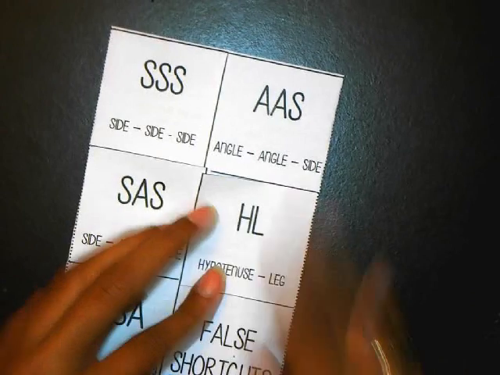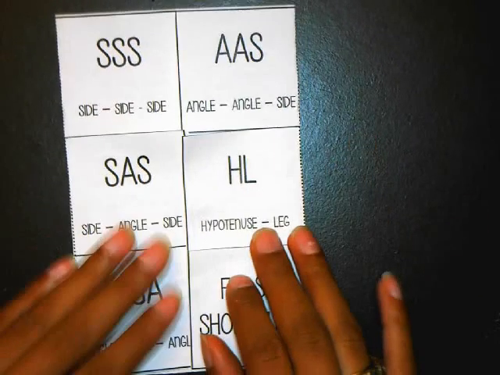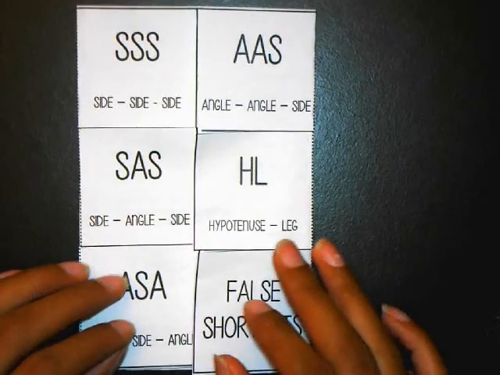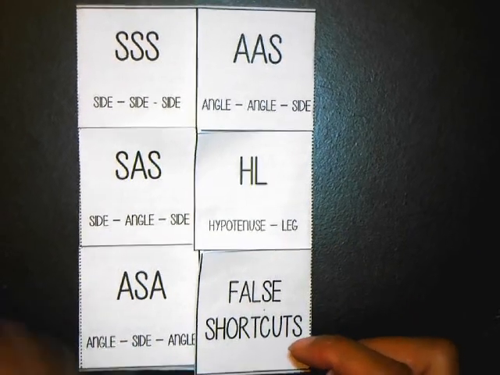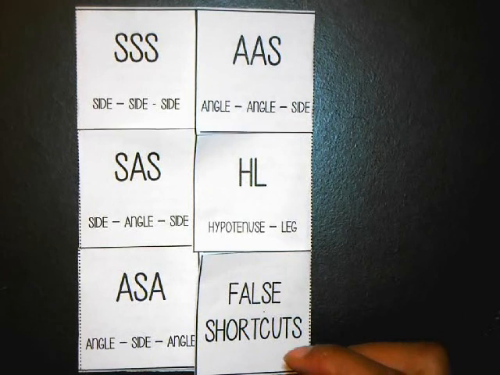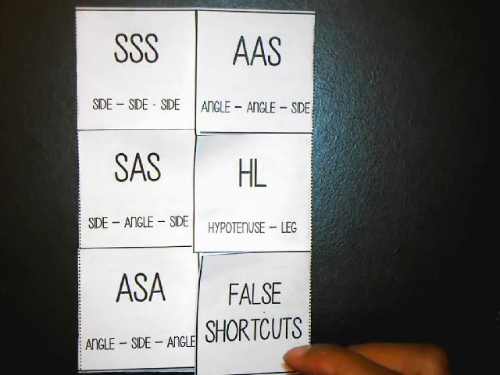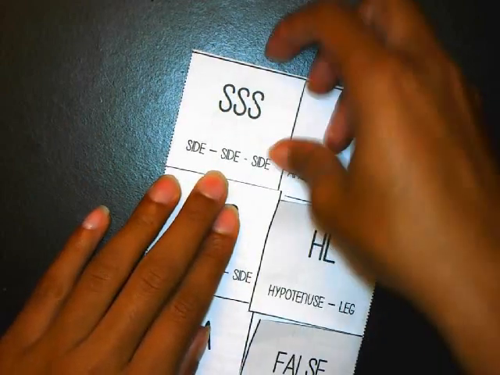And there we go. Alright, so these are the triangle congruence shortcuts that you need to know, and these are the ones that we explored as we were working with our patty paper and tracing the triangles in class. Alright, so I'm going to start on the top left. The top left we have side, side, side.